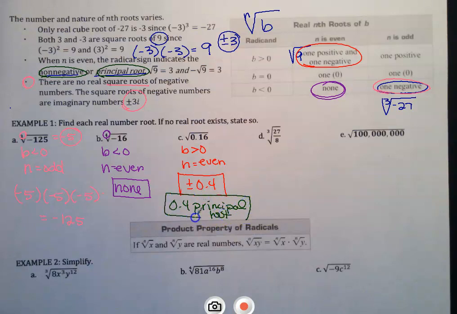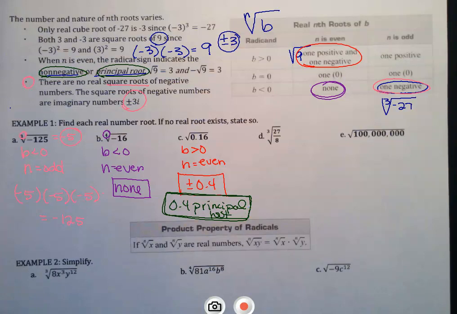I wasn't trying to be a smart aleck, but if it said principal root, you don't list both of them. You just list the positive one. I'm just saying, later on, if on your homework it says, what's the principal root, it's the one that does not have the negative to it. That's all. Okay, let's look at D then.